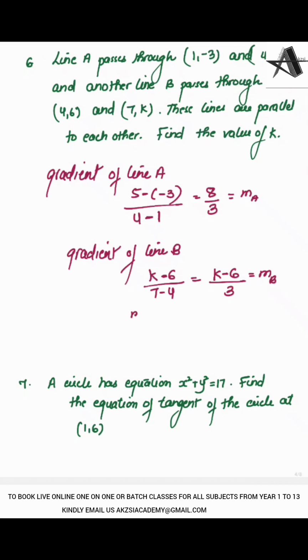to each other. So MA is equal to MB. I can say 8 over 3 is equal to k minus 6 over 3. From here, cancelling 3 and 3, k minus 6 is equal to 8 and k is equal to 14. So final value of k is 14.